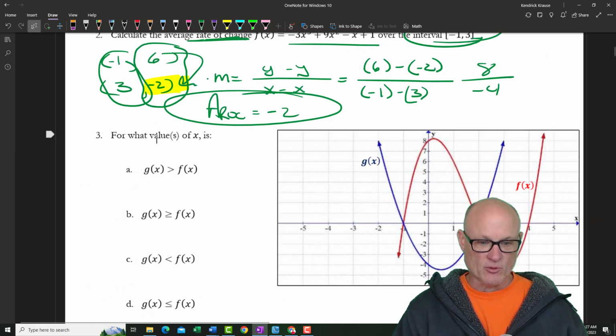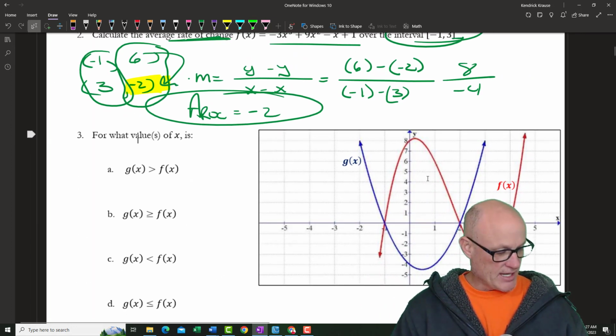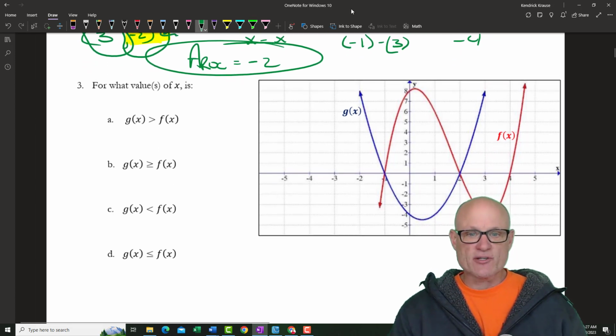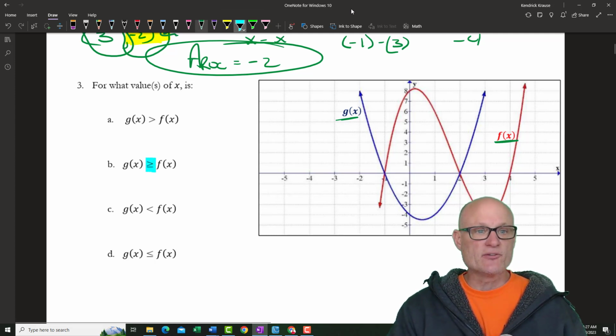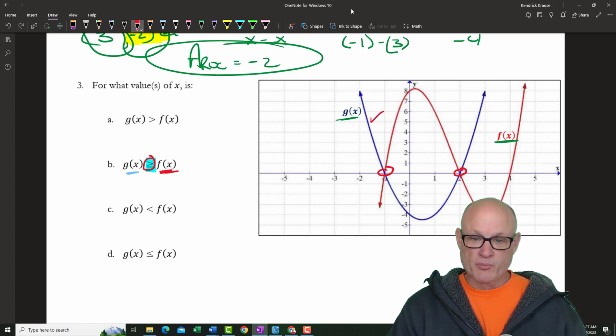It should be pretty straightforward on these. We're going to do B and D here. So you'll notice that G is the blue function. F is the red function. What I'm looking for under B is when is my blue function above my red function, or equal to. Well, these are the key points right here. Right here, blue is above. Blue is below here. And blue is above here.